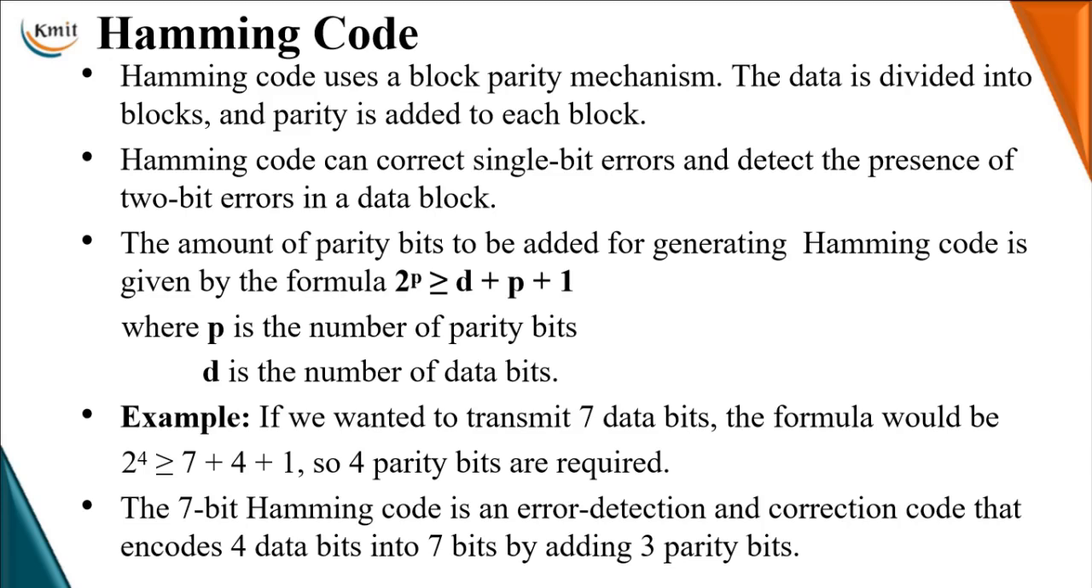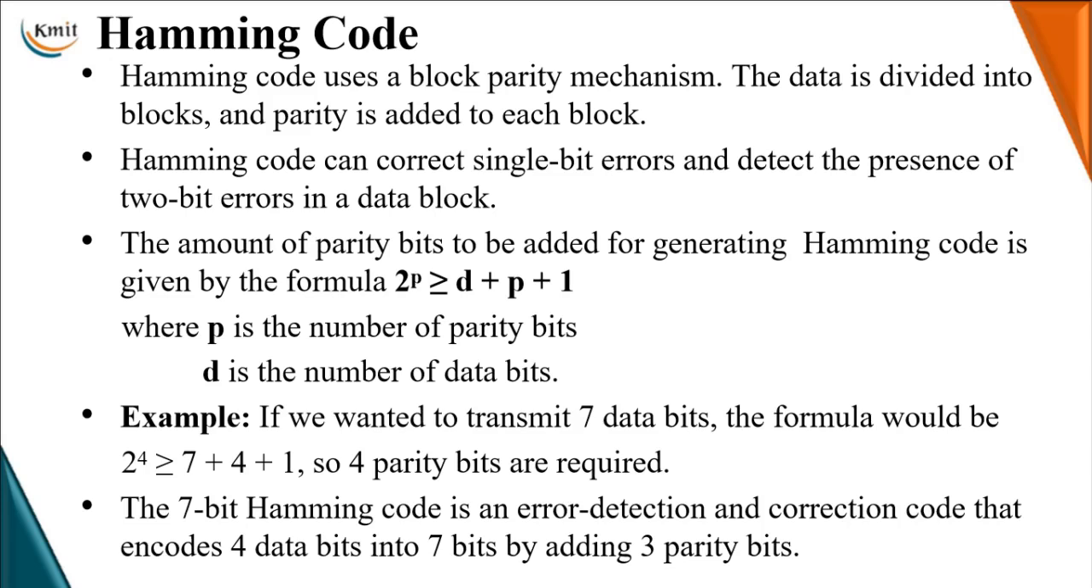Hamming code uses the block parity scheme mechanism, and the data is divided into blocks. For each block we assign one parity bit. It has to follow a relation: 2 power p must be greater than or equal to d plus p plus 1, where p denotes the number of parity bits to be added to transfer d data bits, and d denotes the number of data bits.